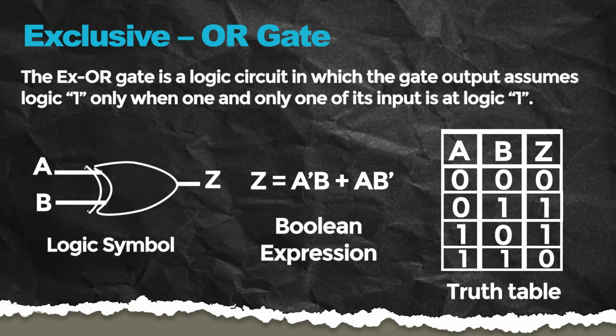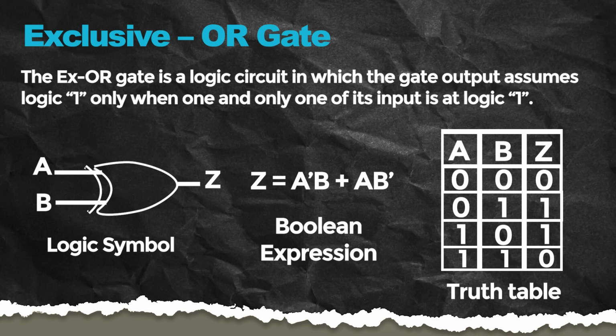On the right hand side, we can see the truth table, and we can see from the truth table that 0 exclusive OR 0, we get the value as 0. 0 exclusive OR 1, that is the third column, we get the output as 1. 1 exclusive OR 0, again we get 1. And 1 exclusive OR 1, that is the last row, we get 0. We can see from the truth table that in the exclusive OR gate, its output assumes logic 1 only when one and only one of its inputs is at logic 1.